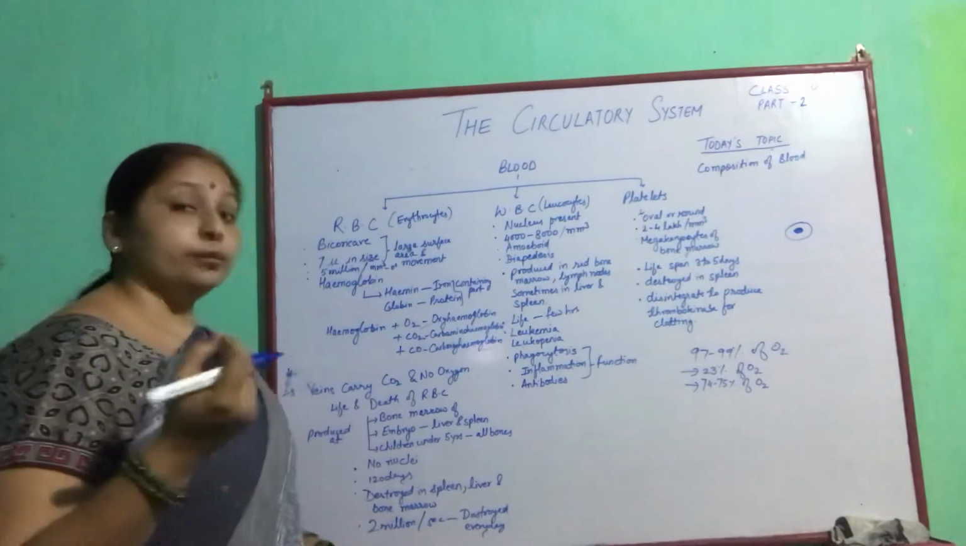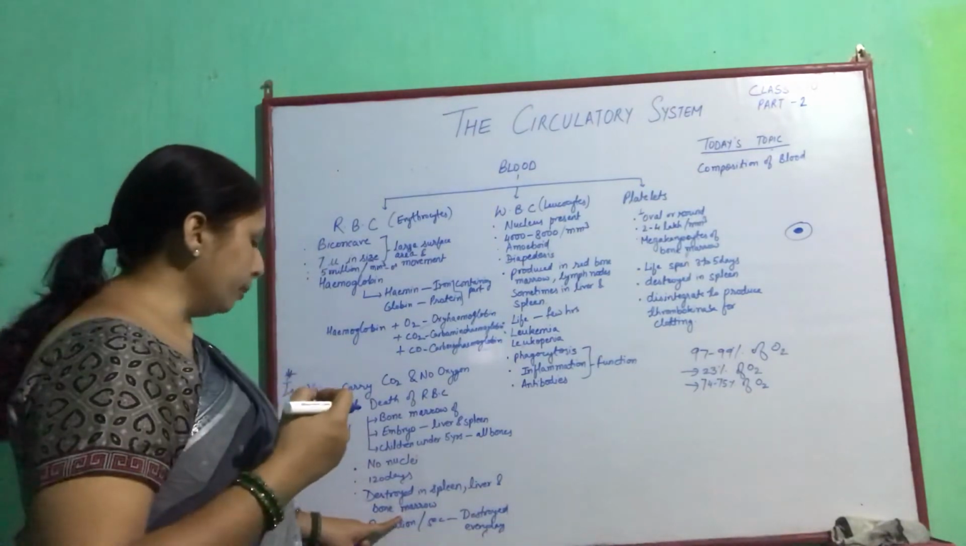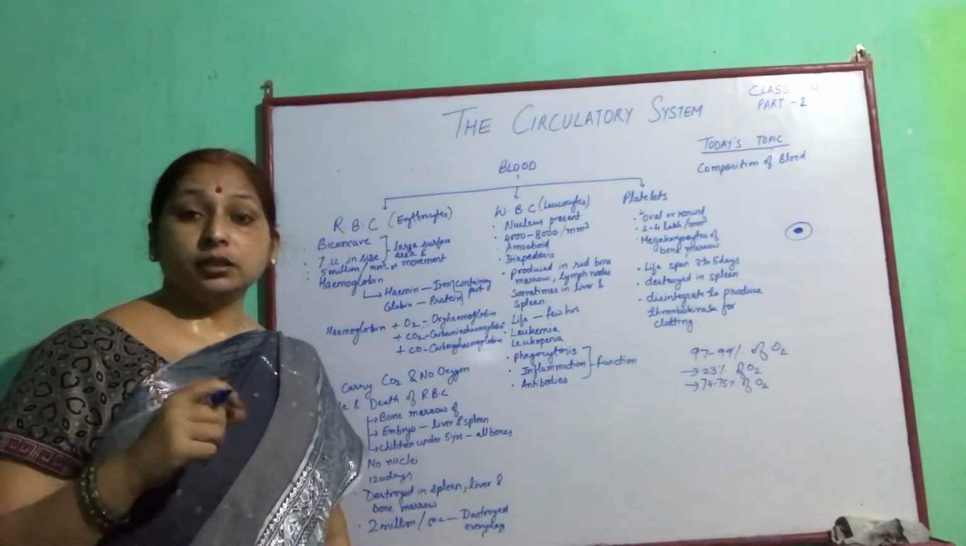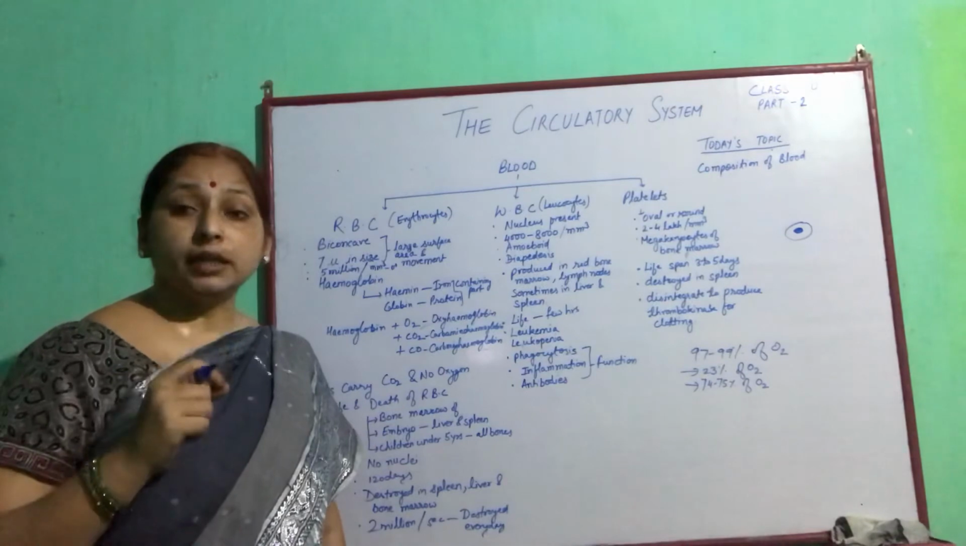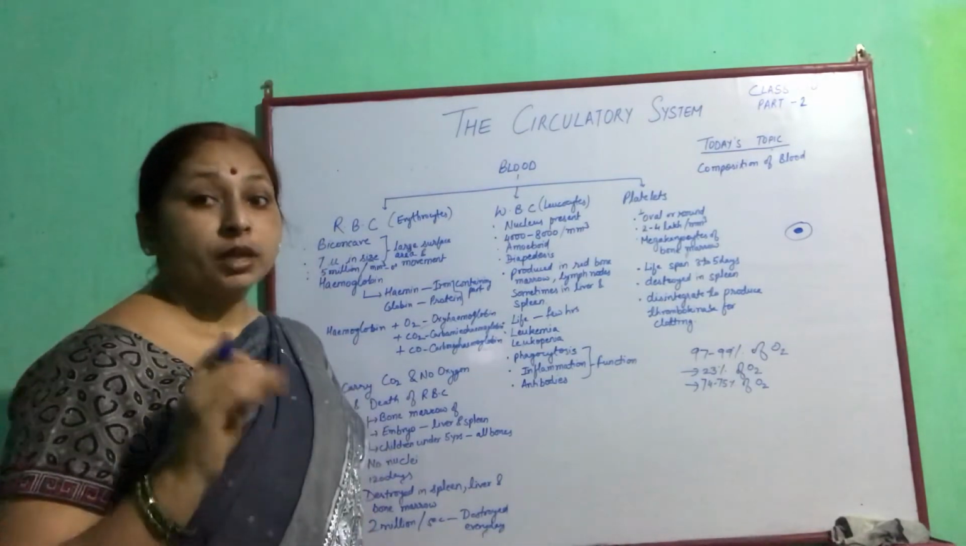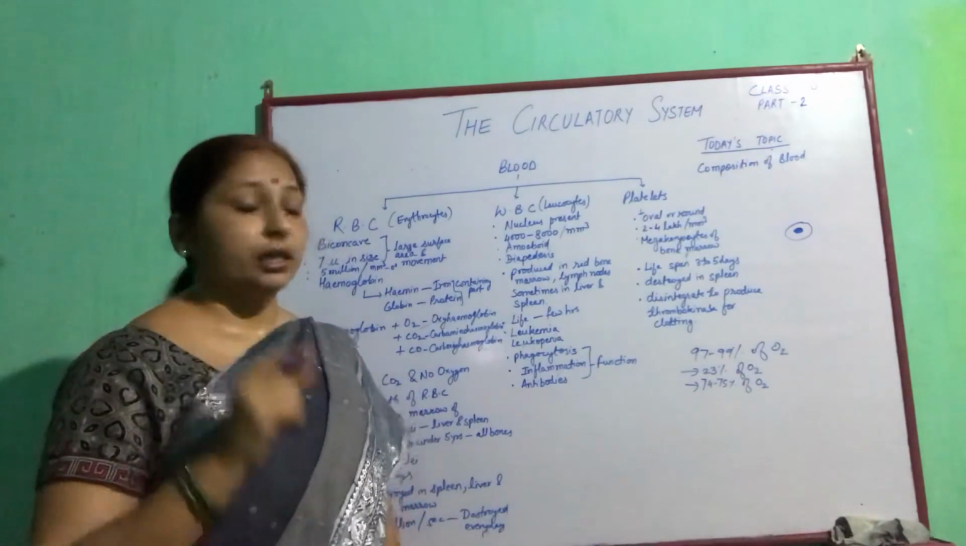RBCs are destroyed in the liver, spleen and bone marrow. How much RBC is destroyed? 2 million per second every day. 2 million RBCs are destroyed per second in a day.